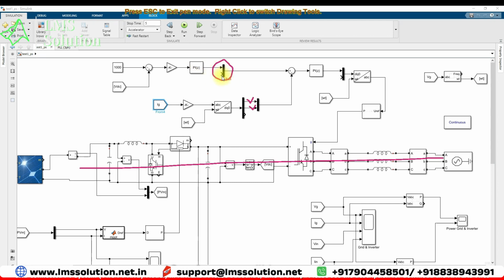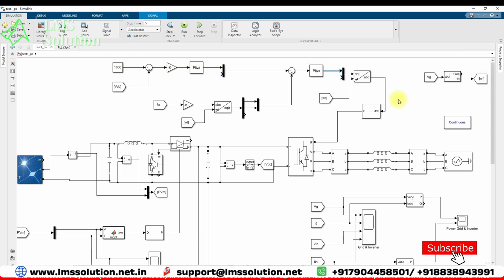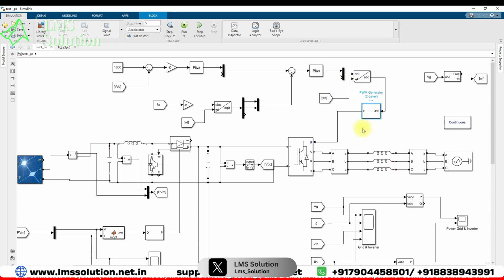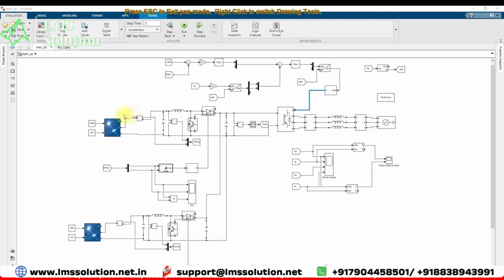IQ reference will be equal to 0, and here you compare ID and IQ, actual and reference, and it will be processed via a PI controller. This PI controller acts as a current controller here. Finally, it provides the controlled voltage in the form of D and Q. Again, you apply the inverse park transformation in order to convert the DQ form into ABC form, and it is processed via the PWM generator, a 2-level PWM generator. It gets the pulses for this DC link inverter or DC link converter. So this is controlled in order to send the power from the PV to the grid.